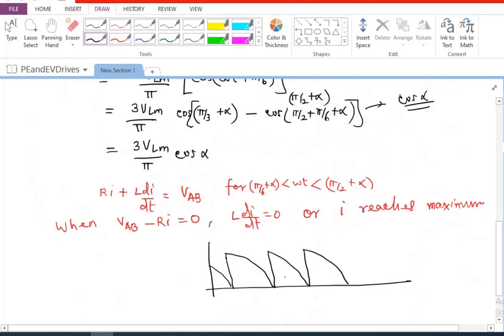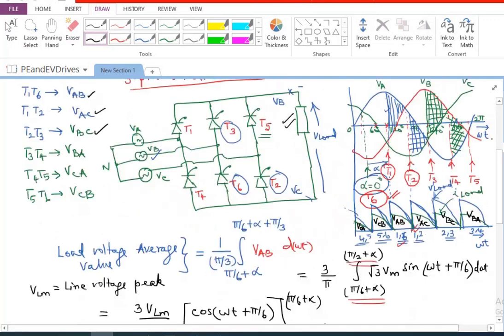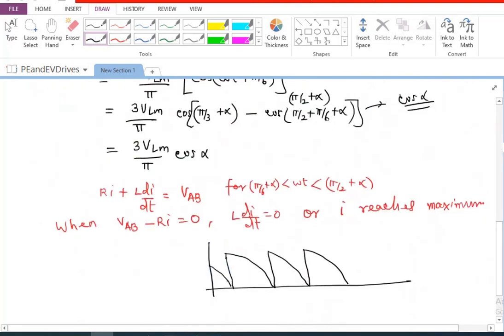So we said that actually, if you look at this waveform, VAB comes as the third one. So let me say this is VAB. And before that, it is going to be VCB. And before that, it is going to be VCA, and so on. So this is how it is. And this is the point at which it is pi by 6 plus alpha. And this is the point at which it is pi by 2 plus alpha.